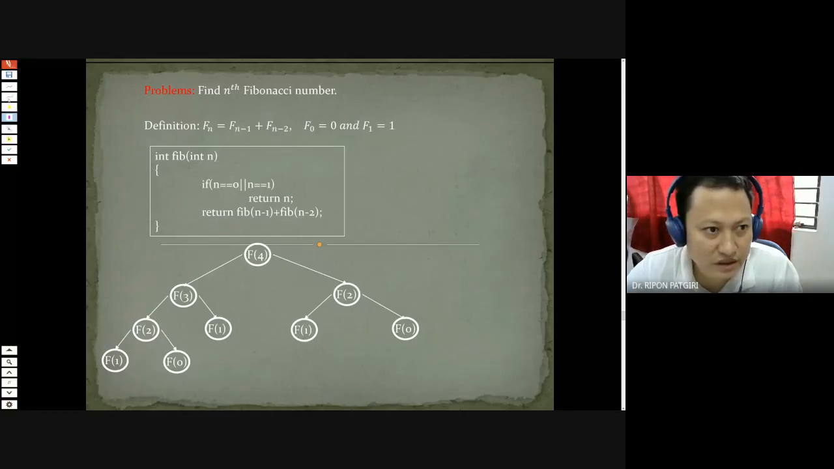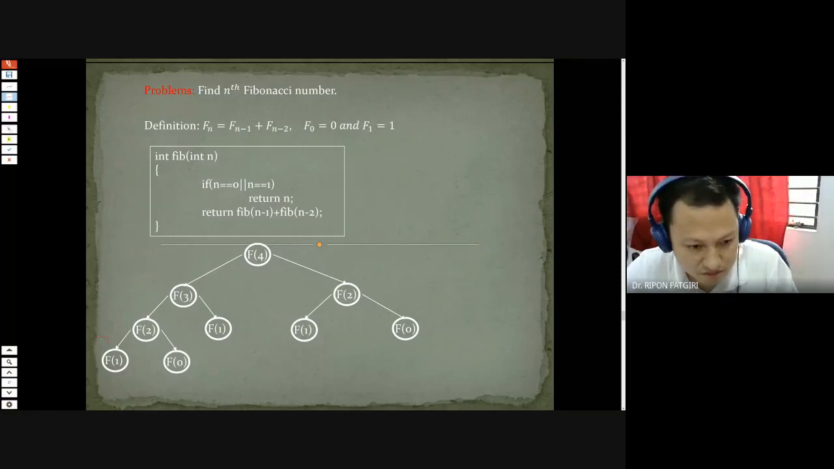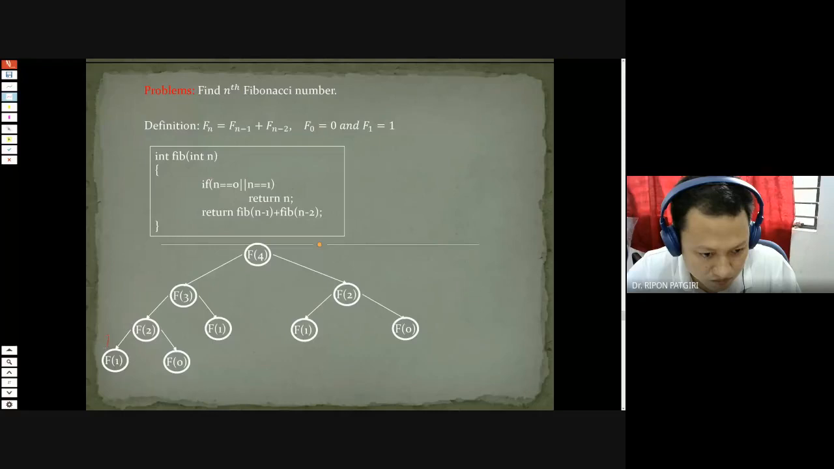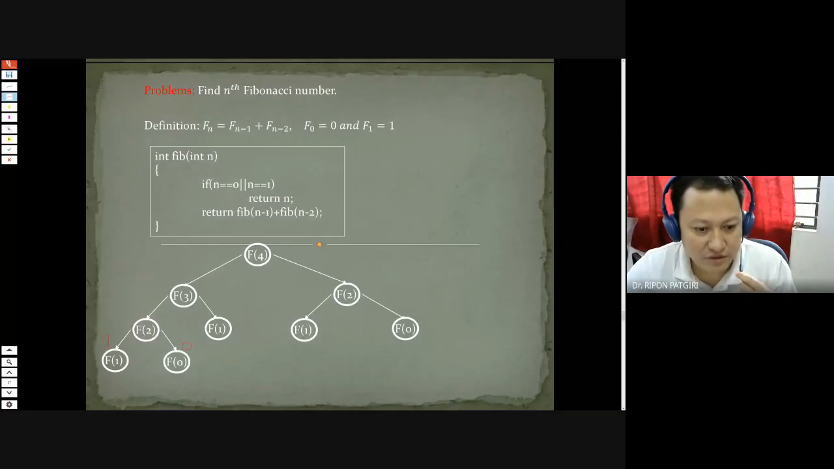It will return 1, sorry. It will return 1 and it will return 0. What is f of 2? F of 2 is 1 plus 0, which is 1. What is f of 3? F of 3 is f of 2 plus f of 1. What is f of 1? F of 1 will return 1. So 1 plus 1 is 2. F of 3, the third Fibonacci, is 2.